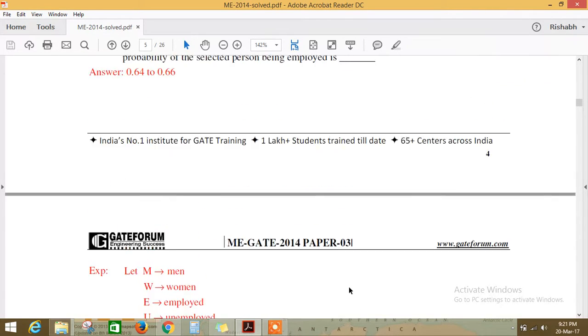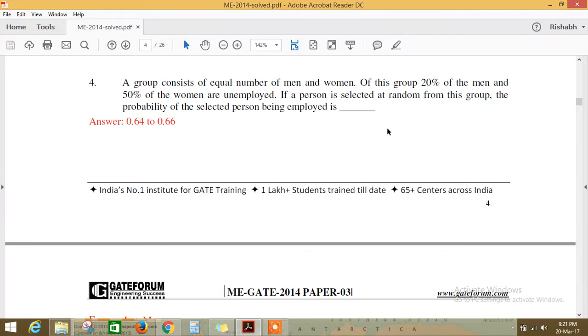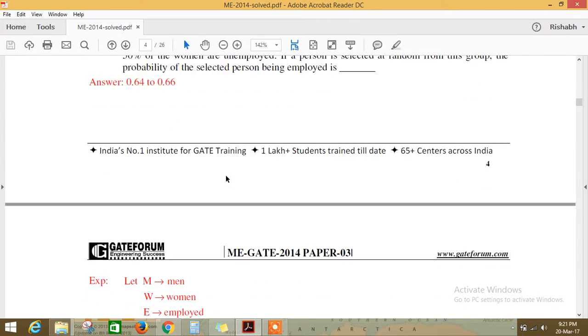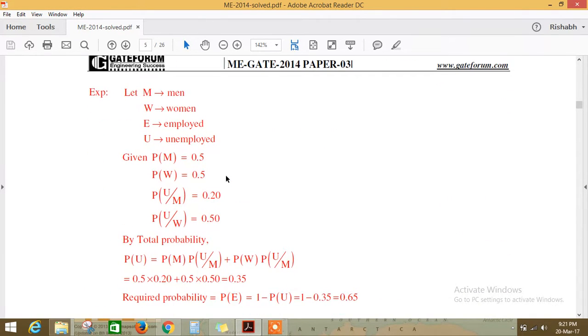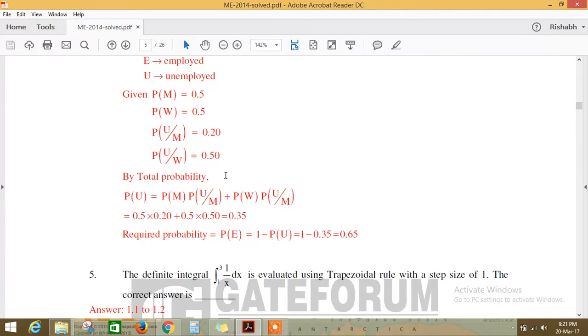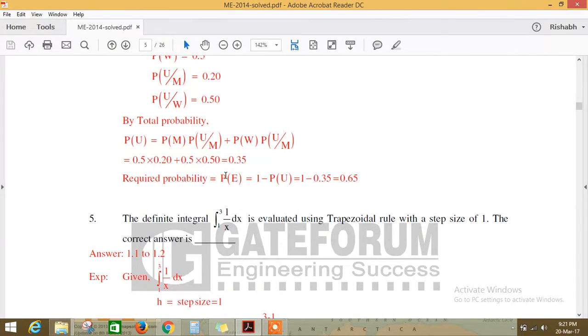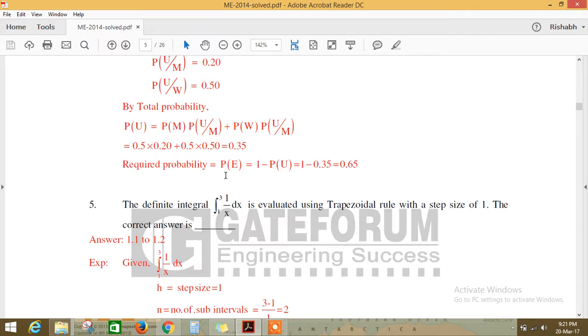Please be careful for the last step. Always check what is asked in the question. The probability of the selected person being employed is. So you have to find out P of E. Okay. Now the next question. Let's see. These all are 1 mark questions. Okay. I'll discuss the 2 marks questions slowly also.